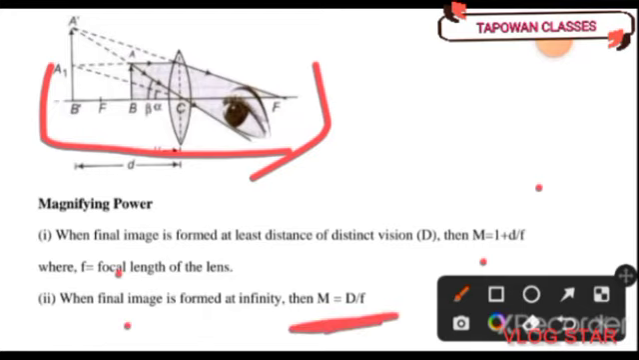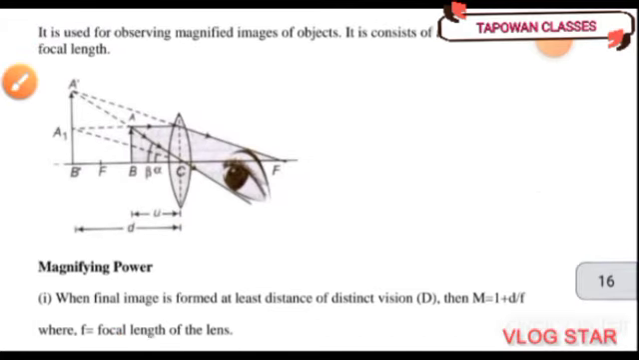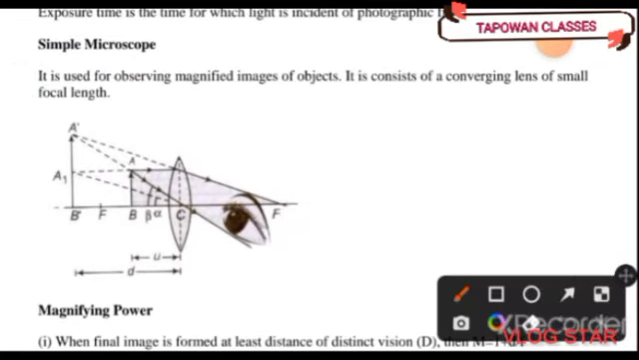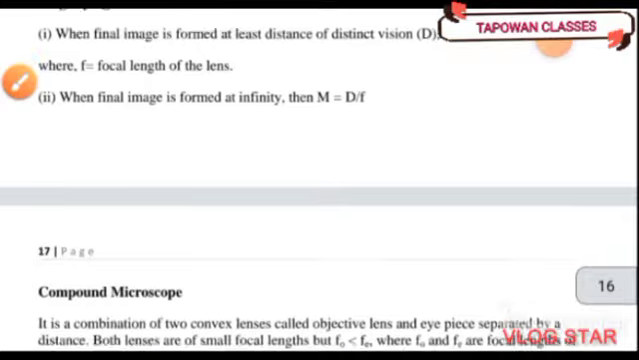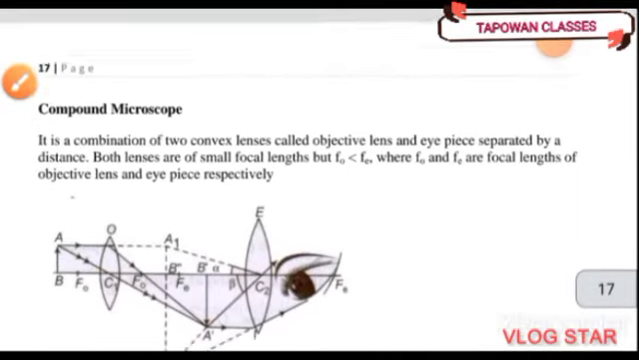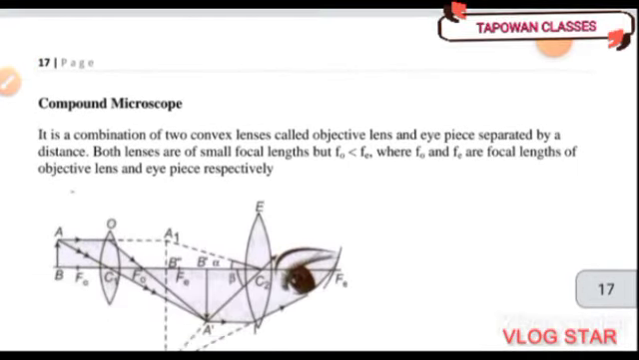This diagram is useful to us for the simple microscope, and it is also used in the mirror formula and lens formula. We can solve questions of this type with a simple microscope using the lens formula. Now, the next one is the compound microscope.